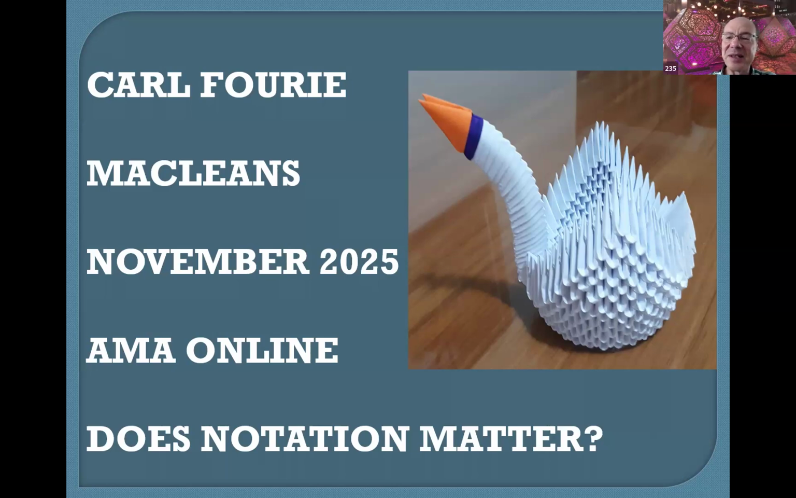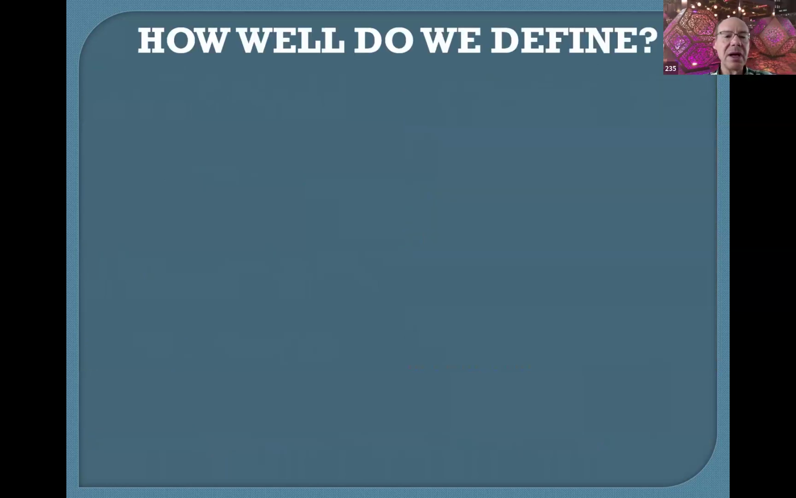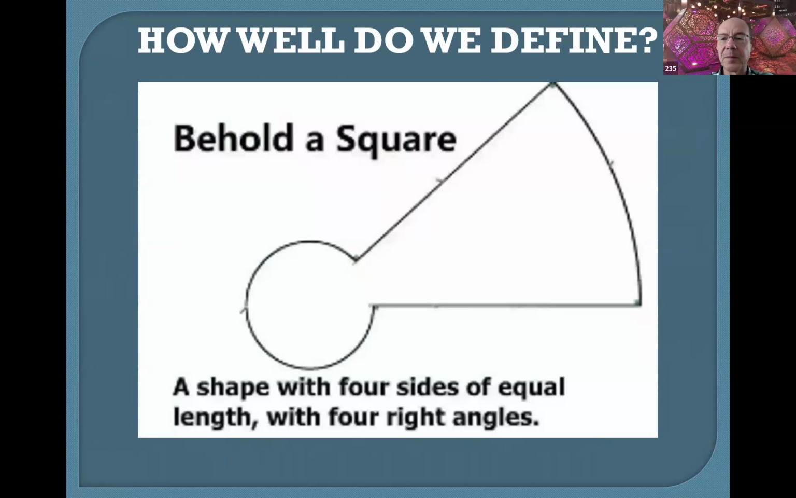Right. So does notation matter? The first thing I want to ask you is how well do we define something? How clear are we when we define something? Have a look at this very tongue-in-cheek picture. I think you get the point: a four-sided shape of equal length with four right angles. And annoyingly, that figure covers that whole description.